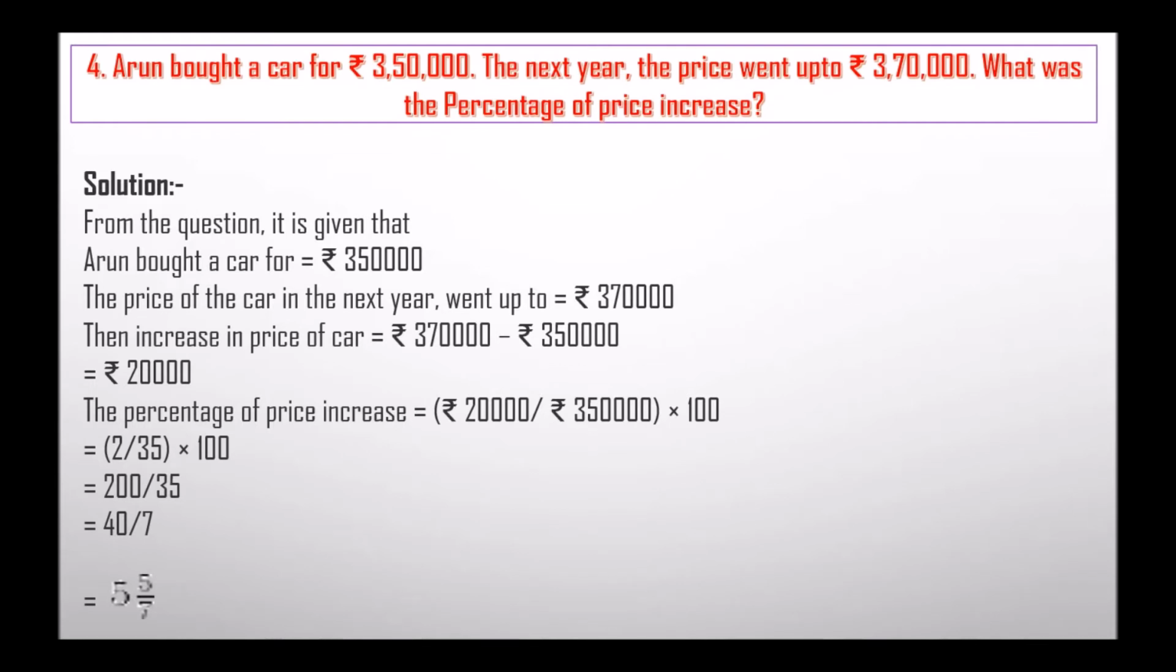Percentage of price increase equals 20,000 upon 3,50,000 into 100. So 2 upon 35 into 100, that is 200 upon 35, that is 40 upon 7. So it is 5 and 5 by 7.